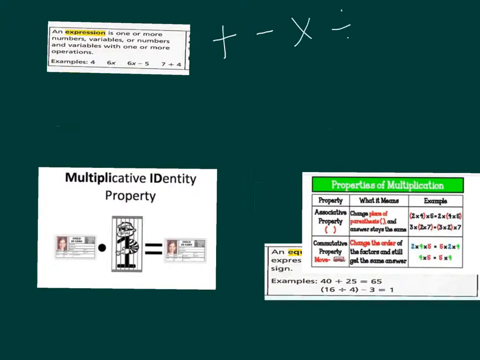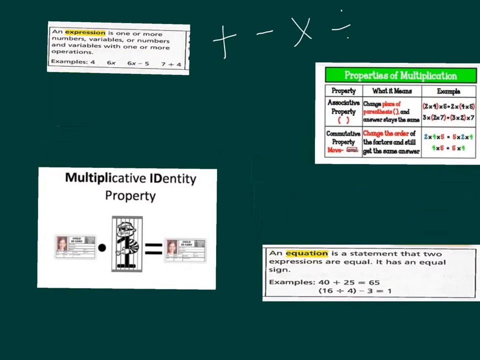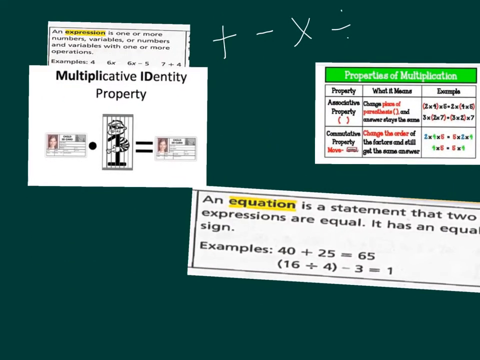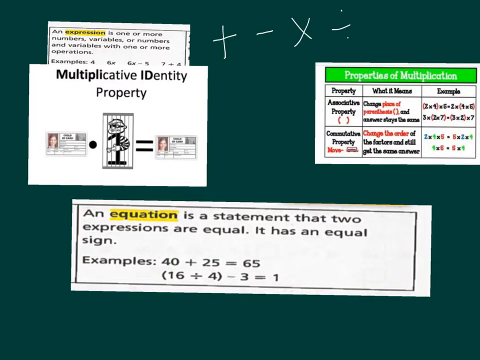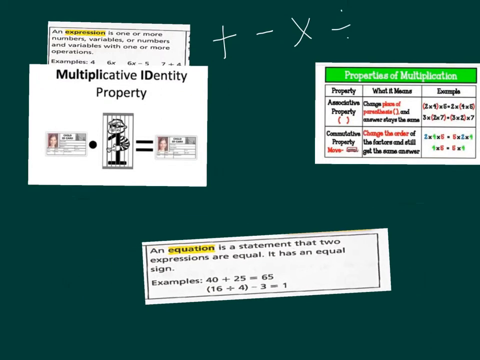All right, so let's go ahead and look at the equation definition. An equation is a statement that two expressions are equal. It has an equal sign. And of course, on both sides of that equation, they are going to be equal. So it's like you have a balance in the middle there, right? Okay, so let's move that one out of the way.